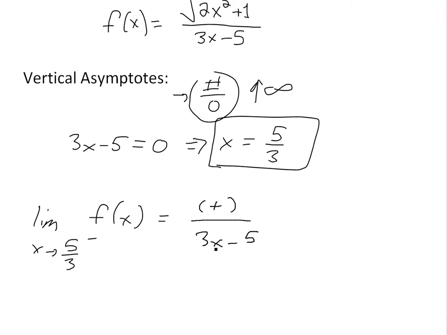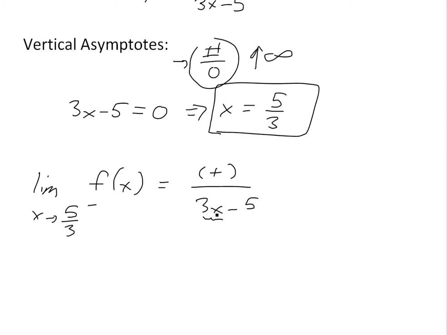So this 3x, if we have a number x less than 5 over 3, for example, let's say 1 is less than 5 over 3, we're going to have 3 times 1 is 3, which is less than 5. So basically, any number when we're approaching from less than 5 over 3, this 3x is going to be less than 5. And then if we have a number less than 5, minus 5, this is going to be less than 0, or negative. So this is going to be negative in this case.